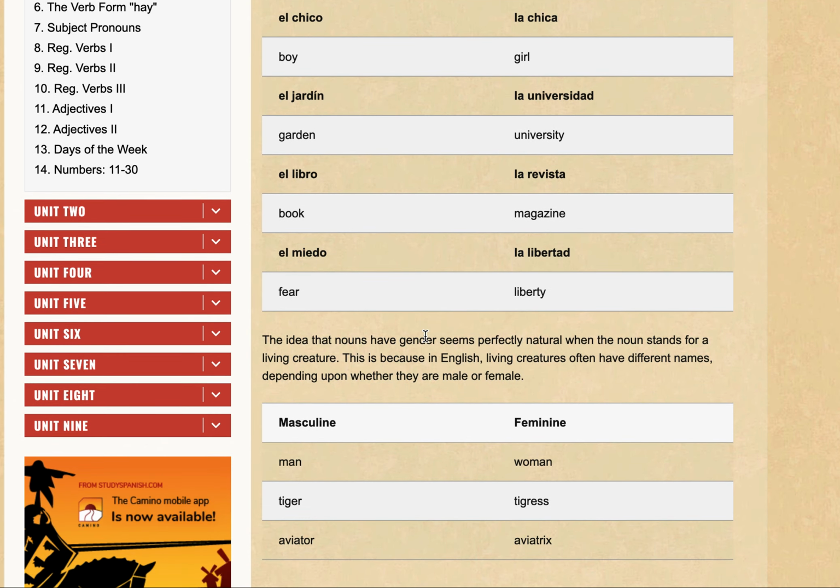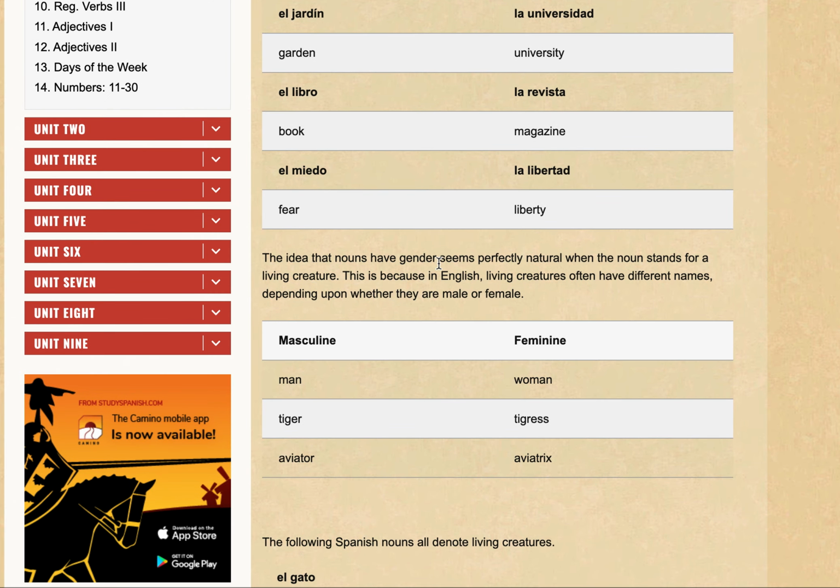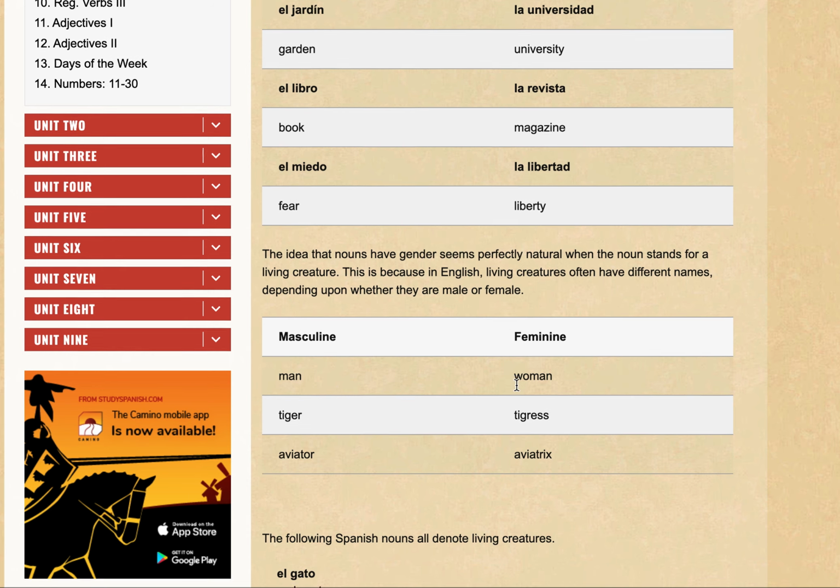And the idea that nouns have gender seems perfectly natural when the noun stands for a living creature. This is because in English, living creatures often have different names depending upon whether they are male or female. So a man is masculine, woman is feminine, tiger is masculine, tigress is feminine, aviator is masculine, aviatrix is feminine.